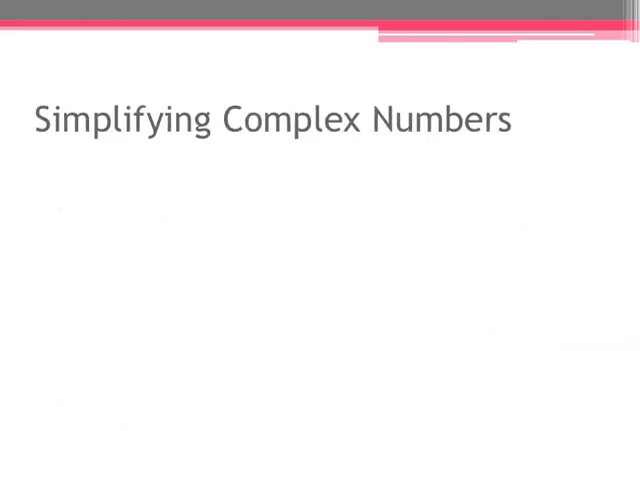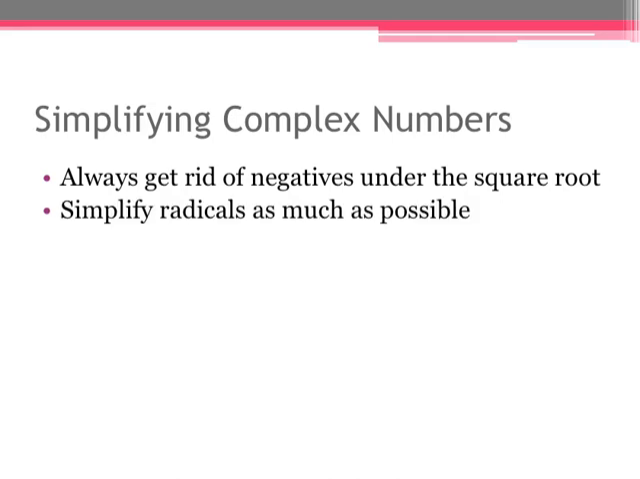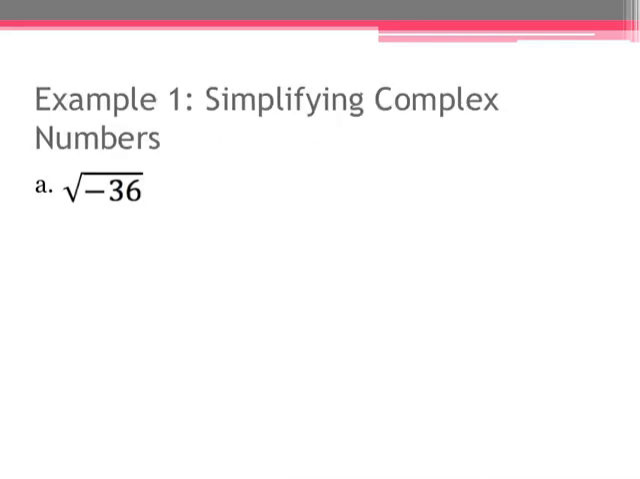Now when you're simplifying complex numbers, you always want to get rid of negatives under the square root, and you want to simplify radicals as much as possible, just like you have done in the past. So for example, let's say you have the square root of -36. Once you see a negative under a square root, you can take the square root of -1, which is equal to i, and write it outside. So this is i times the square root of 36, and then simplify the radical. The square root of 36 is equal to 6, so this is i times 6, or in other words, 6i.